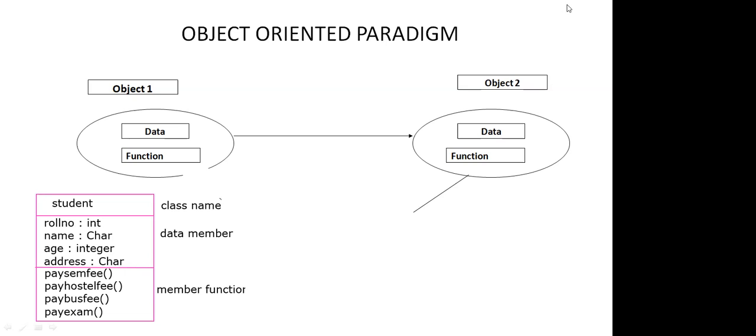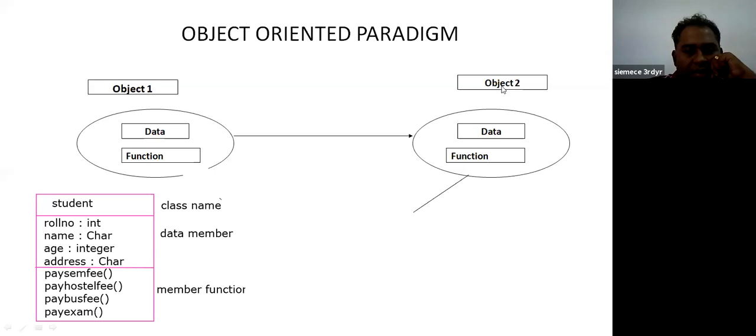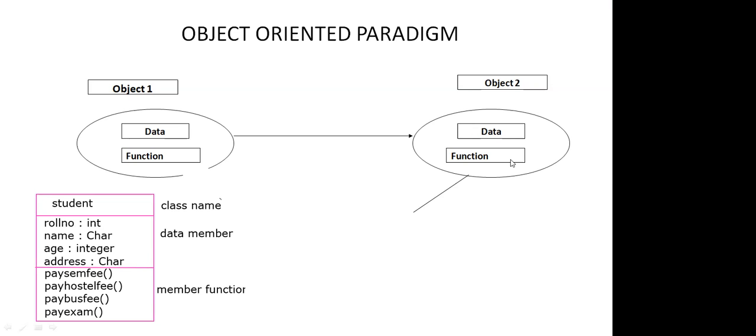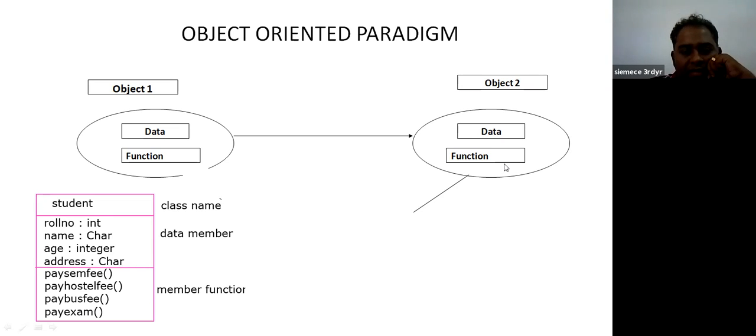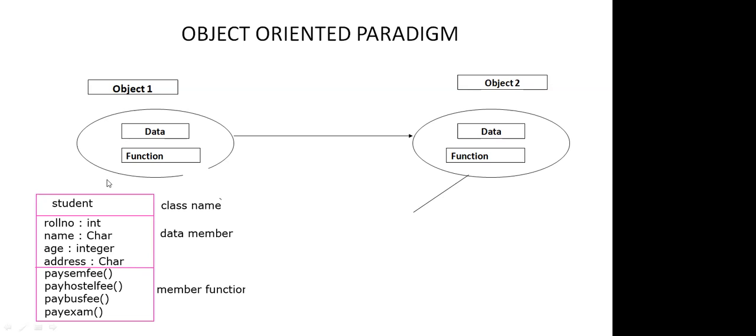Okay, so similarly this is an object, this is the second object. Now what data will this object have? The roll number will be the next one, the name will be Tenzing, the age may be 19 or 18, and the address may be like Darjeeling. Okay, so have you understood this class diagram and this object diagram? Yes, sir.